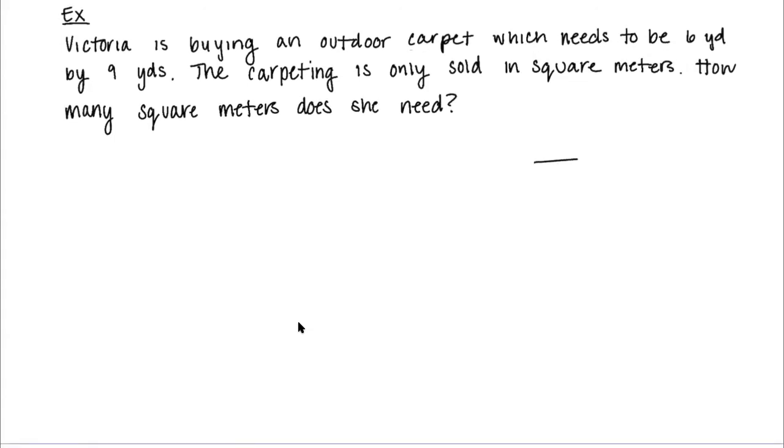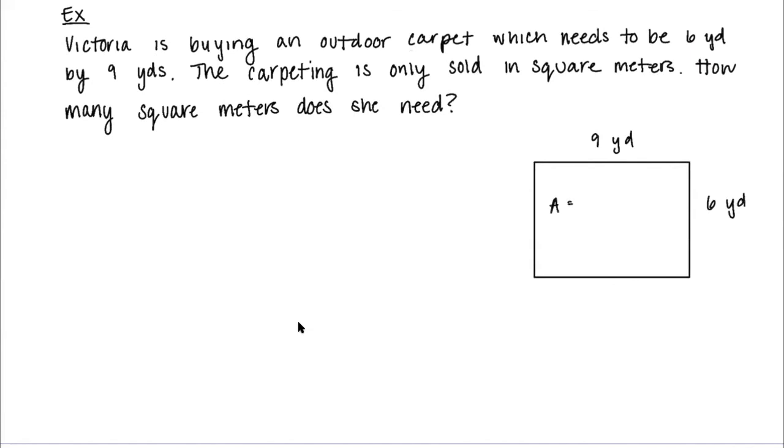So to give you a visual, here's our carpet we need. This side is 9 yards. This side is 6 yards. The area is 9 yards times 6 yards, or 54 yards squared, which we need to convert to meters squared. So I'm going to show you one method. You'll see we get the same thing really, maybe off by a slight decimal just because of the conversion rates.